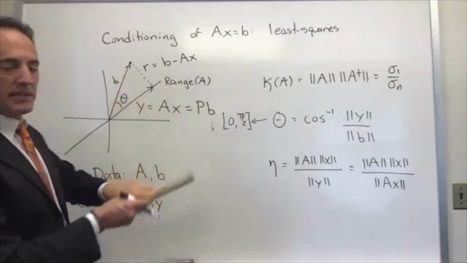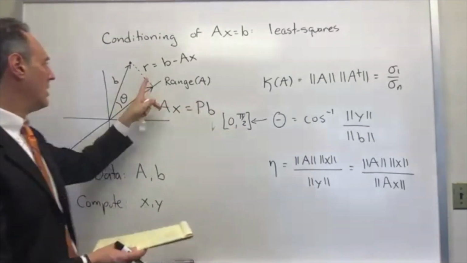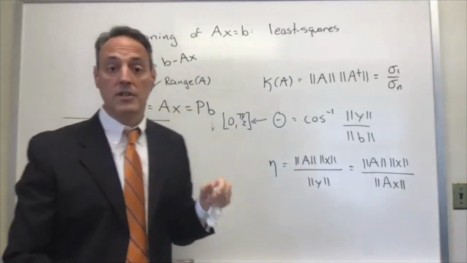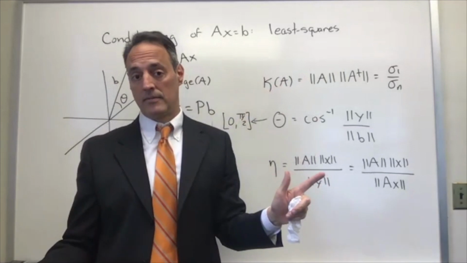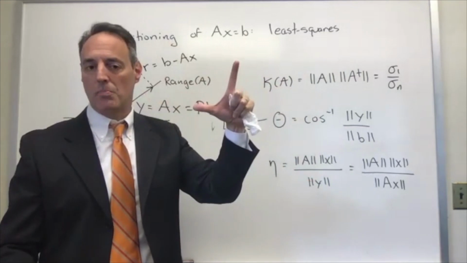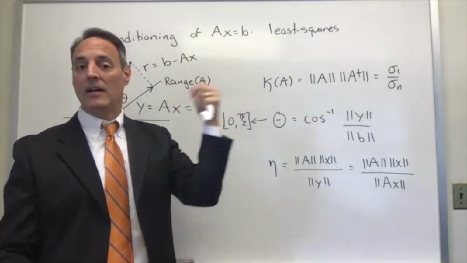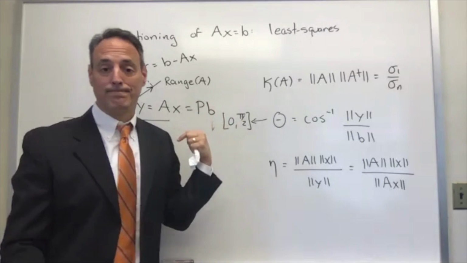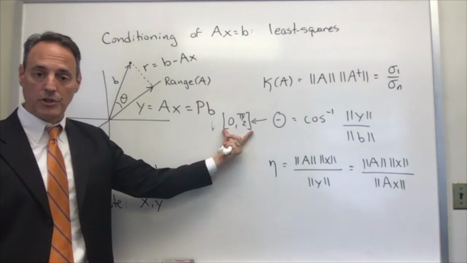In other words, b and y sit in the same subspace, the range of A. What is pi over 2? Pi over 2 means that b is exactly orthogonal to the range of A. In other words, there is no projection of b onto the range of A. It's orthogonal. Remember, b lives in an m-dimensional space, x lives in an n-dimensional space, so you can definitely pick a b that is orthogonal to the range of A. Okay, so that's what the pi over 2 is. So those are the values that you can take on for theta.